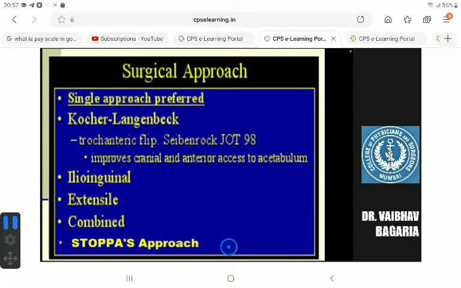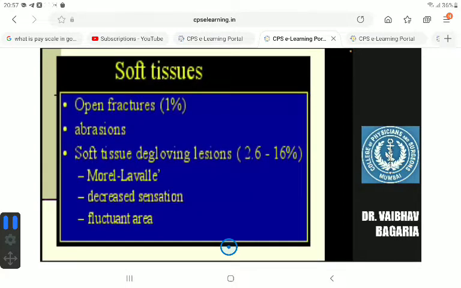So it started with the Kocher-Langenbeck approach, in which the trochanteric flip was done and it improved the access. Then there is the ilioinguinal approach, extensile approaches, combined approaches, and finally Stoppa's approach. We must know about soft tissues.